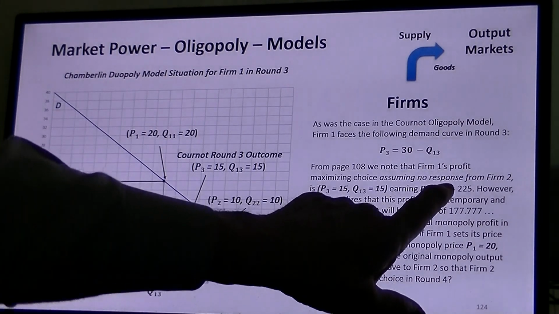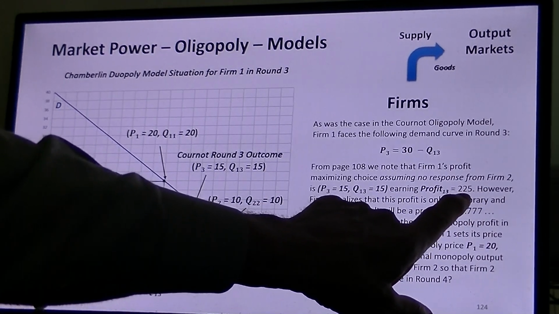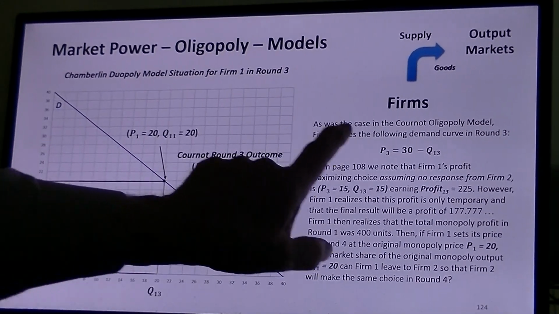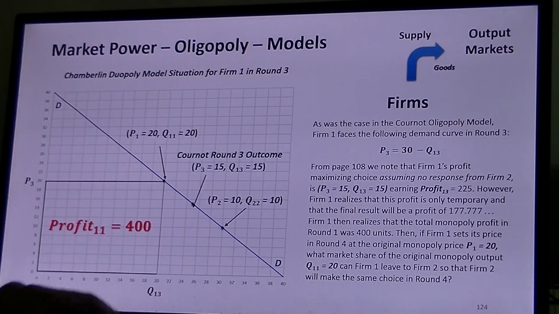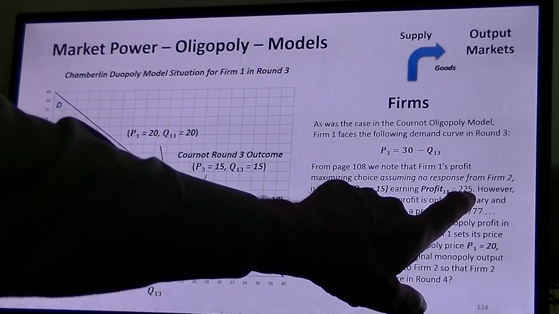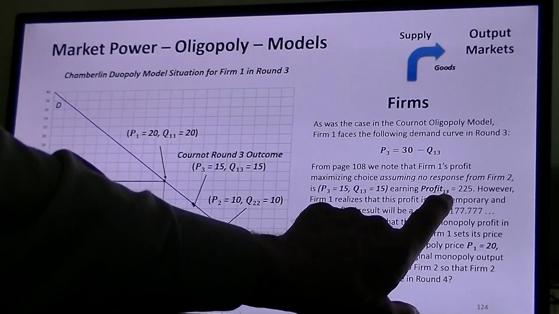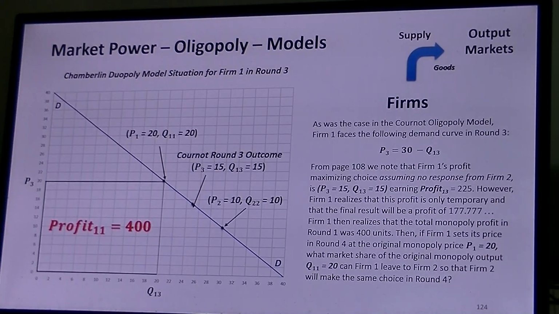So now the important thing to remember here is that firm 1 earns 400 profit in round 1. In round 3, if they price and sell 15 at a price of 15, the profit for firm 1 is 225. The problem is that firm 1 realizes that's only temporary, and they know that if they play that game, then they'll get a profit of 177.777.